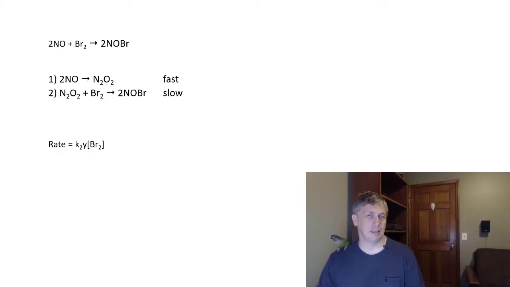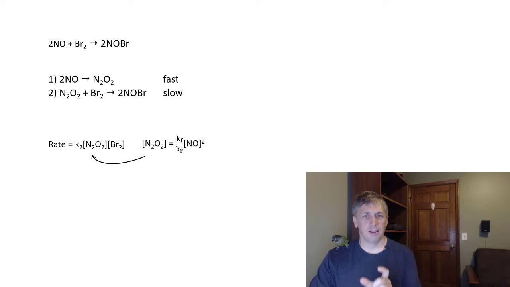And all we're doing at this point is just algebra. The rate is equal to K times Y times bromine. Y is equal to all this other stuff. So don't let the chemistry throw you. It's just algebra. Instead of X's and Y's, we use chemical symbols and brackets.